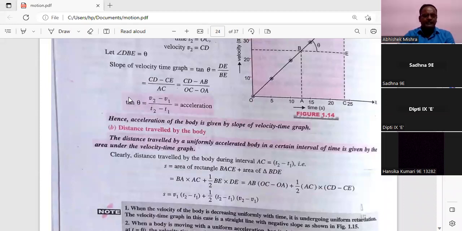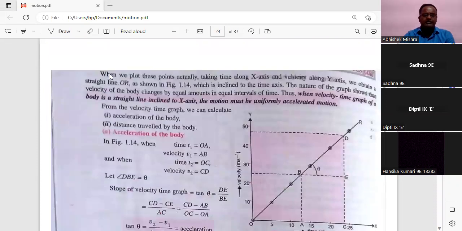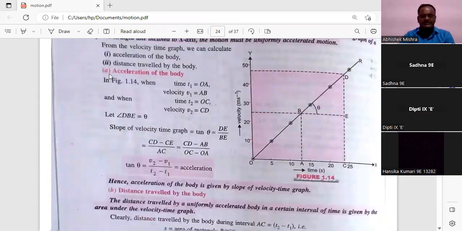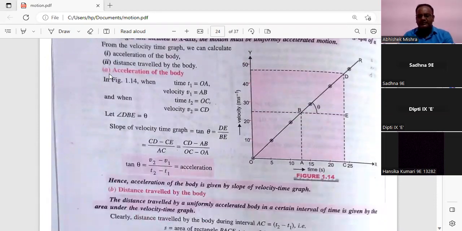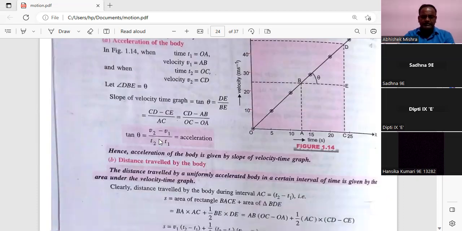And today, as yesterday, we were doing velocity time graph, and there we were discussing how from the velocity time graph we can calculate the acceleration of the body as well as the distance traveled by the body. Last day we discussed how the acceleration can be calculated, and today from the very same graph we will discuss how the distance traveled by the body also can be calculated.